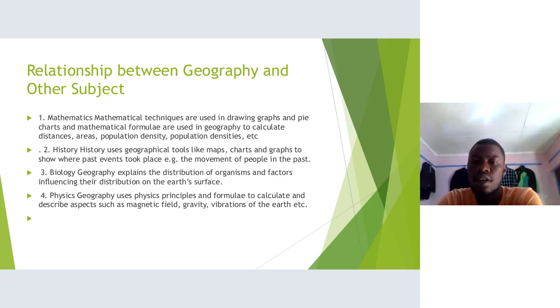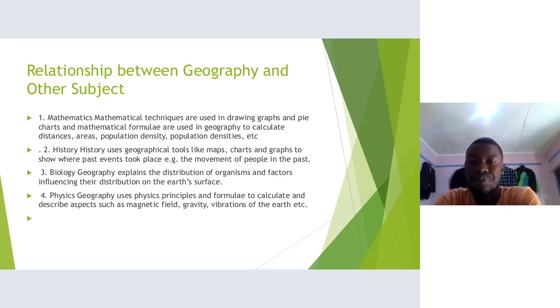Number two is history. History uses geographical tools like maps, charts, graphs to show where past events took place, like the movement of people in the past. What we are being told today, that people used to move, we were not there, but we can use maps and charts by geographers that were used by initial geographers so that it can help us to learn how people did move from one place to another. Thus, the concept of past history is how geography relates with history as a subject.